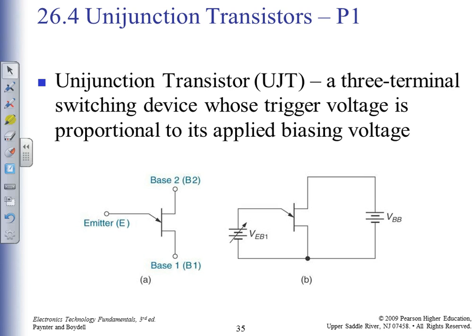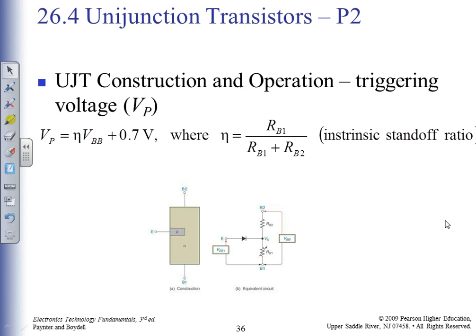A 3-terminal switch device which triggers voltage that's proportional to that applied. So as I increase the voltage, I get better voltage going across it. Some formulas which I hope we'll never have to use: intrinsic standoff ratio, telling us what the voltage across the device is. I only have 2 types of doping.